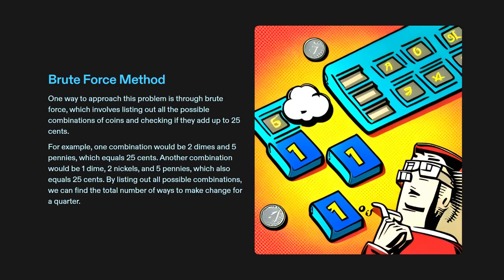One way to approach this problem is through brute force, which involves listing out all of the possible combinations of coins and checking if they add up to 25 cents. For example, one combination would be 2 dimes and 5 pennies, which equals 25 cents. Another combination would be 1 dime, 2 nickels, and 25 pennies, which also equals 25 cents. By listing out all possible combinations, we can find the total number of ways to make change for a quarter.